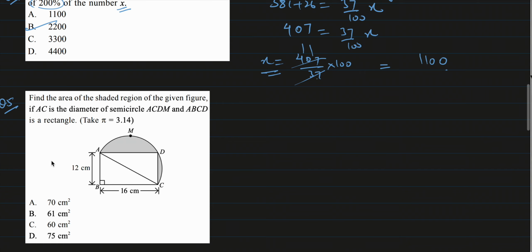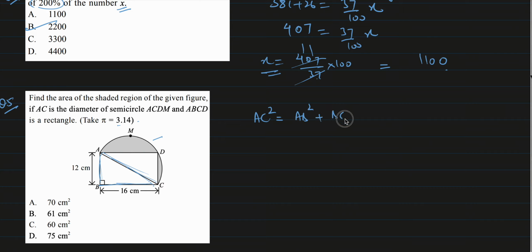Here, find the area of the shaded region of the given figure if AC is the diameter of the semicircle ACD, that's a semicircle, and ABCD is a rectangle. We need to take the pi value as 3.14. So let's calculate it. Here we see it's a rectangle, so length and breadth of the rectangle are given. So the diagonal is the diameter. So using Pythagoras theorem, AC square can be found out.